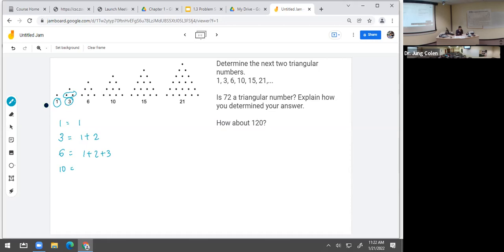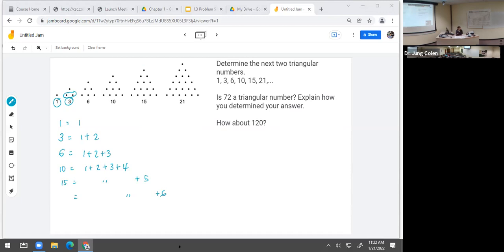How do we get that, Glenda? Plus 4 to the previous one. So 3 plus 4. The next number, we can add what to the previous number? 5. For the next number, we can add 6 to the previous number, and so on and so on. So determine the next two triangular numbers.